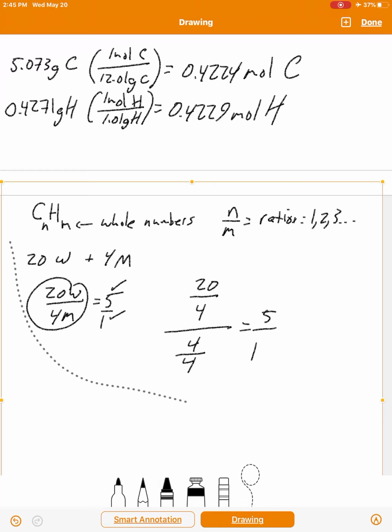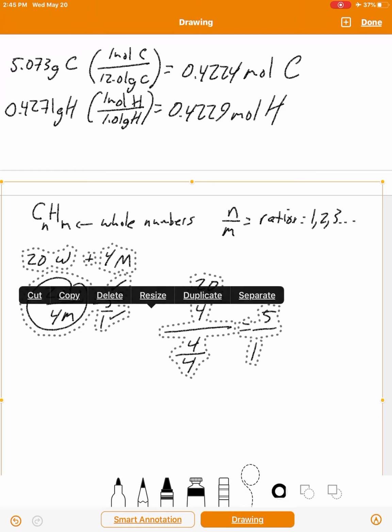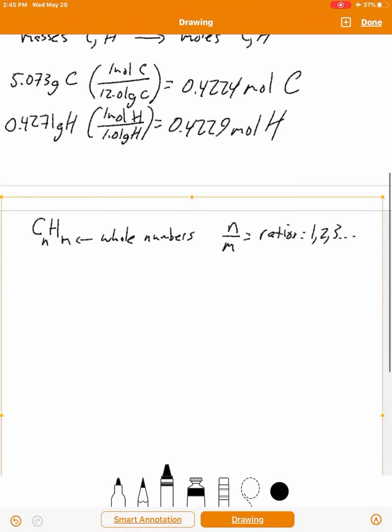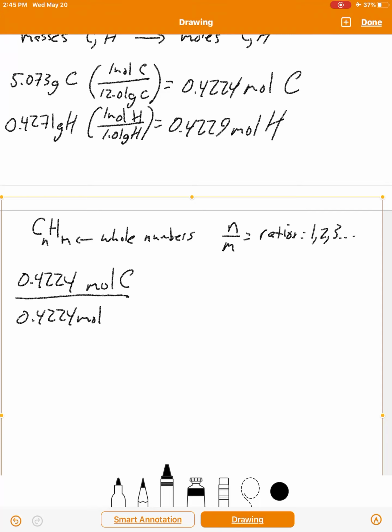We're going to take each of these two numbers, 0.4224 moles of carbon, and we're going to divide it by the smaller of the two. The smaller of the two is the carbon. And you get 1, right? Obviously. There's 1 carbon for every carbon in the molecule. So now we can write that 1 as a subscript.